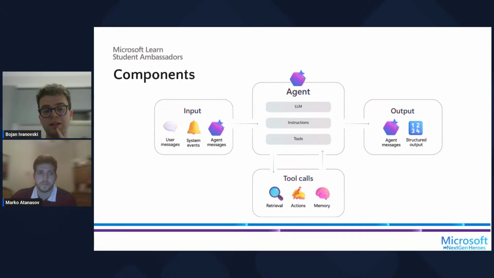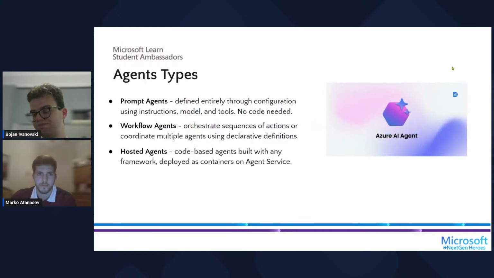Nonetheless, these components can be found in various agent types. We need to be aware that there are different agents, so there's not only one type of agent. Azure AI Foundry gives you three types depending on what you need.